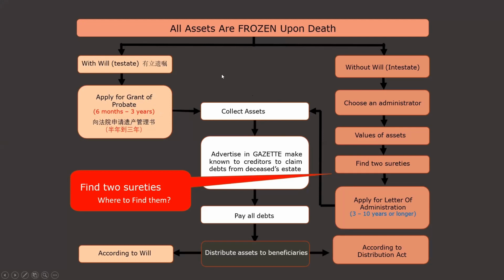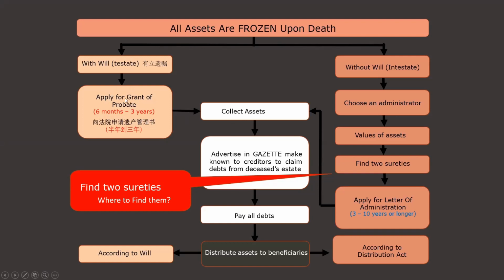The idea of not trusting anybody doesn't work anymore, right? You can tell them, oh yeah, I own this, I own this, I own this, so at least they know the right direction to look, okay? So after that, you collect the assets, you advertise in the Gazette, and then you pay all the debts.